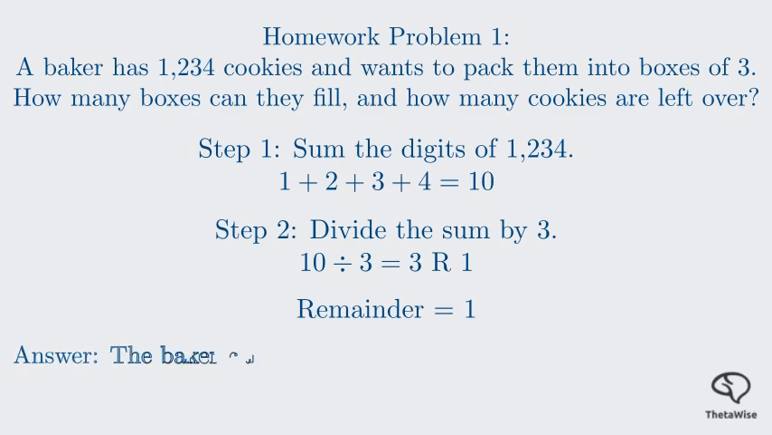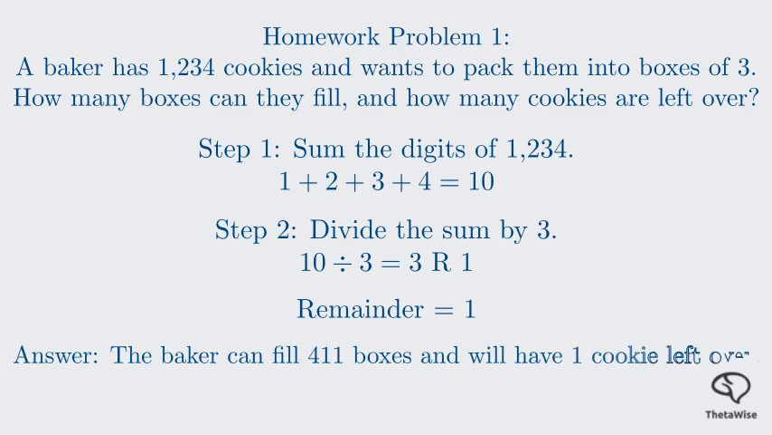To find the number of boxes, we can do the division. 234 divided by 3 is 411.333. The whole number part, 411, is the number of boxes. Let's try a second problem.